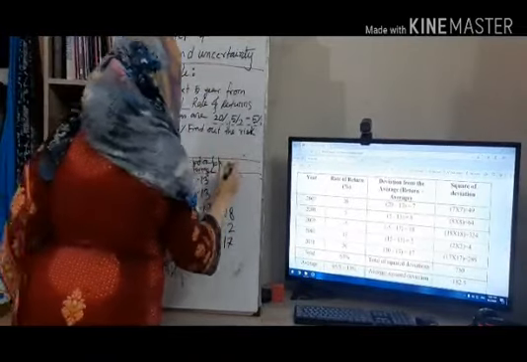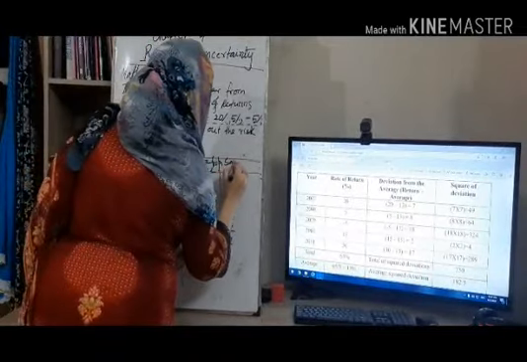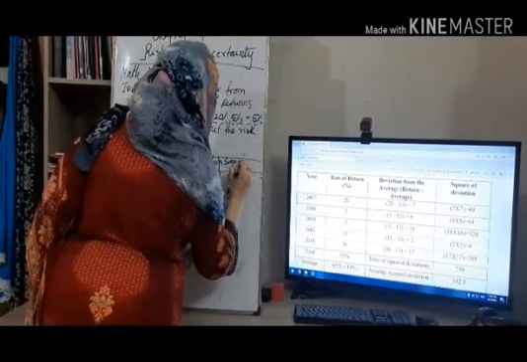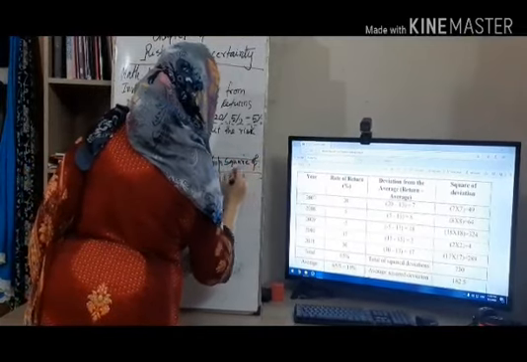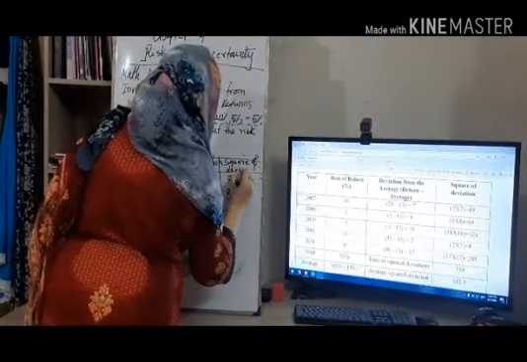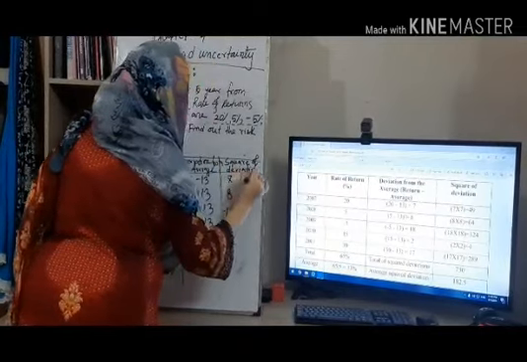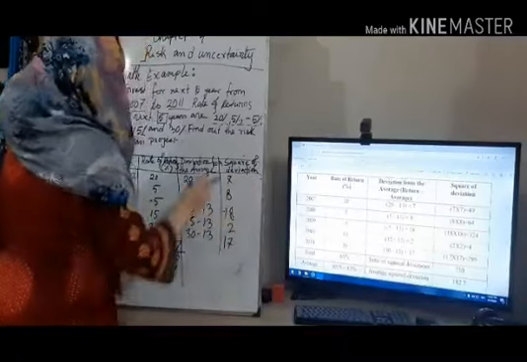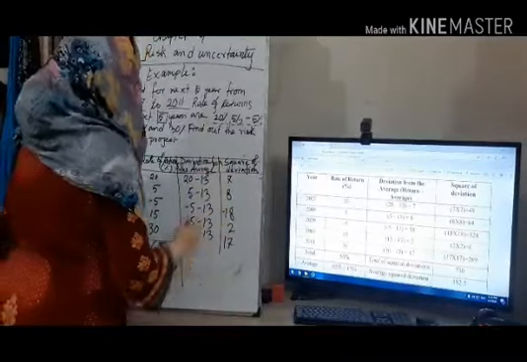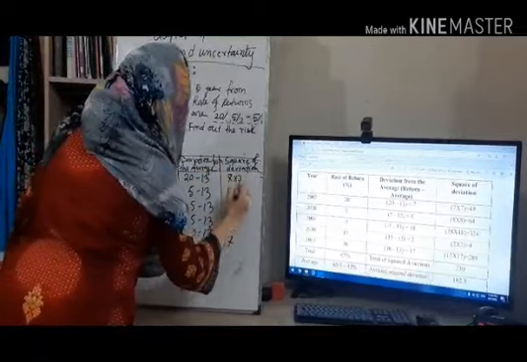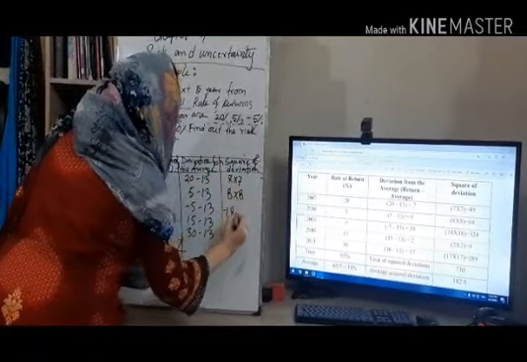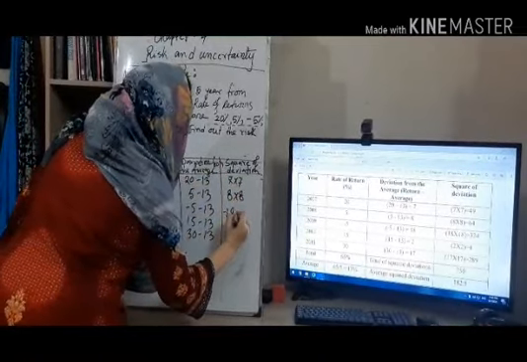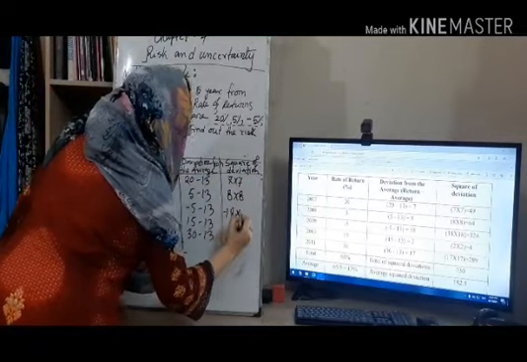This row's name is square of deviation. Can you see here? The square of deviation. How can we square the deviation? Multiply here 7 by 7, 8 by 8, minus 18 by minus 18.